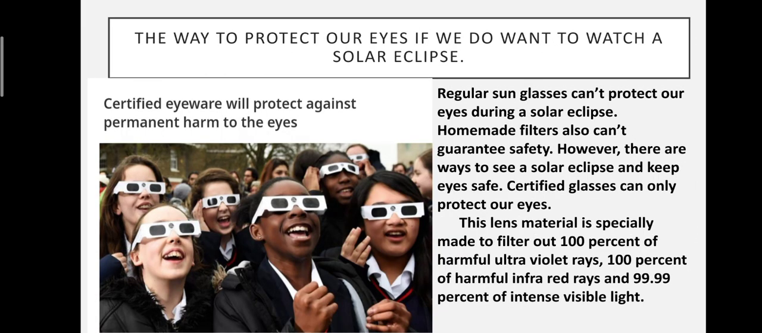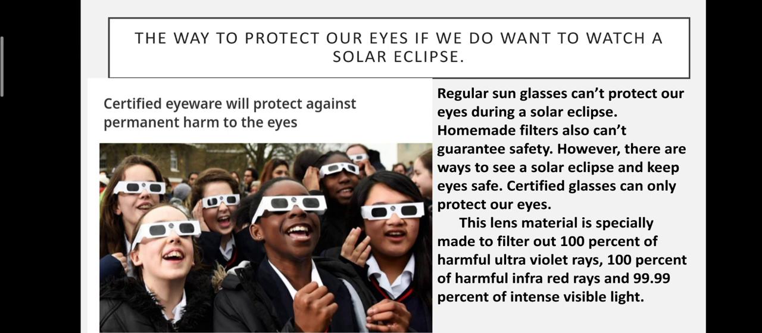This is actually not given in your text, but I have added this also, so that if you want to view a solar eclipse, you have to use certified eyewear, which will protect your eyes against permanent damage. So this is the way to protect our eyes if we do want to watch a solar eclipse. Can you see the children? They are using certified eyewear for observing a solar eclipse.